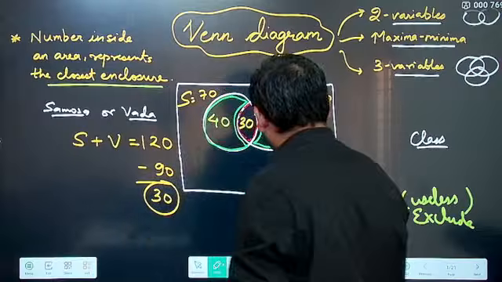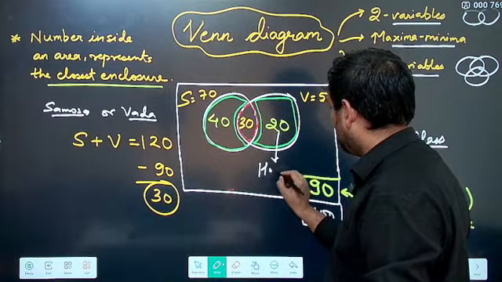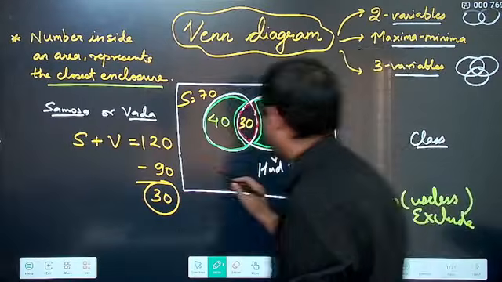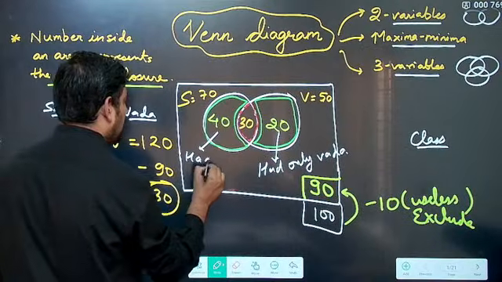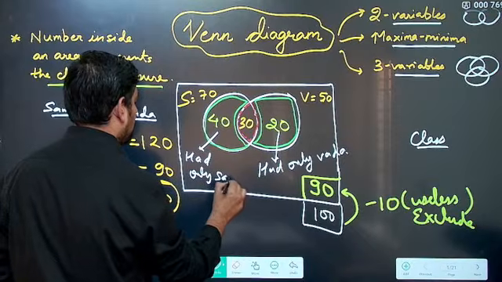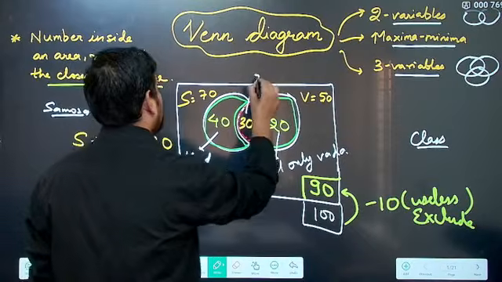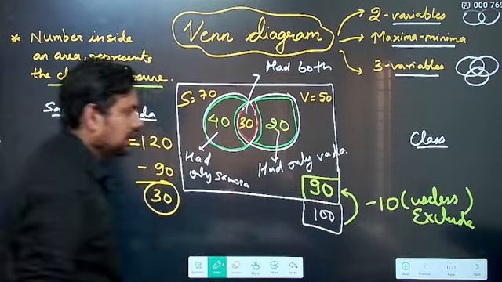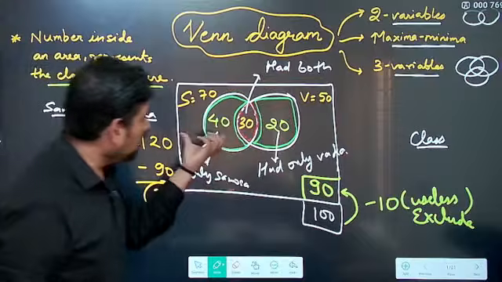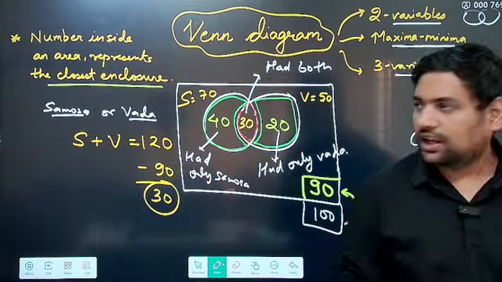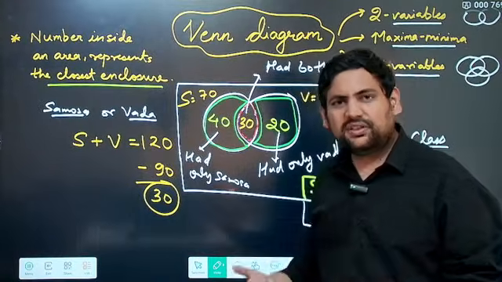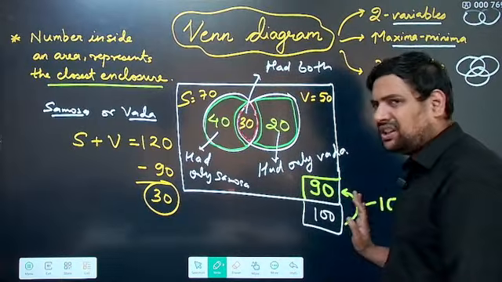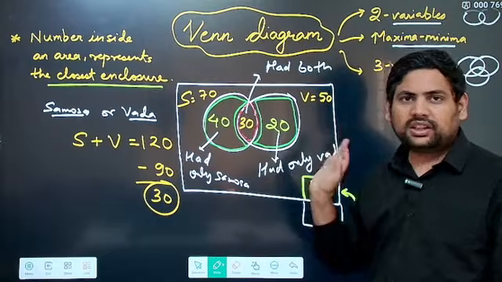These 20 are people who had only vada. Then these are the people who had only samosa, and these are the people who had both. Correct? This you understand? This is both, this is only samosa, only vada, and from this you intuitively understand that I have to calculate with respect to 90 only. 10 people didn't come, so of course they are not represented in the diagram.